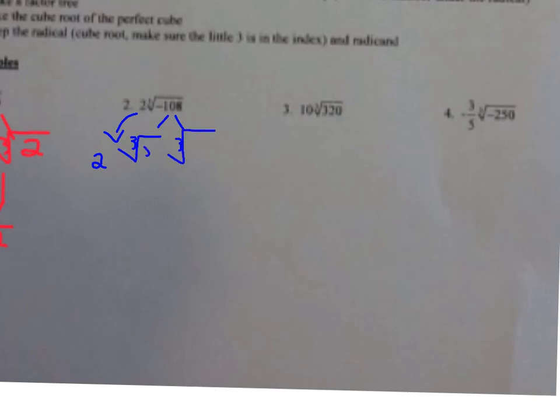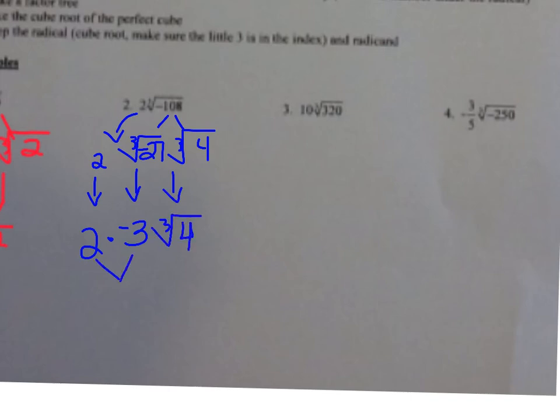It's 27 times 4. But let me just erase that. It is negative 108, so it has to be negative 27. The cube root of negative 27. Keep bringing down that 2. The cube root of negative 27 is negative 3. And then we bring down the cube root of 4. Then we multiply these together. 2 times negative 3, that's negative 6, times the cube root of 4.